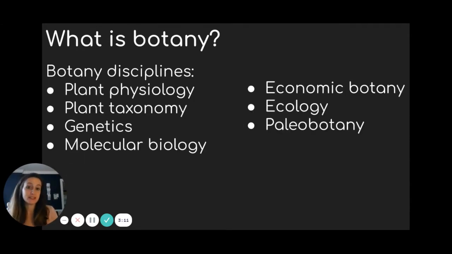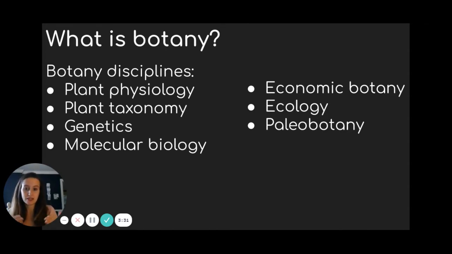So there are different disciplines within botany. The first one is plant physiology. This is going to be more concerned with the parts of the plant and their functions. Plant taxonomy is more concerned with identifying and classifying plants.